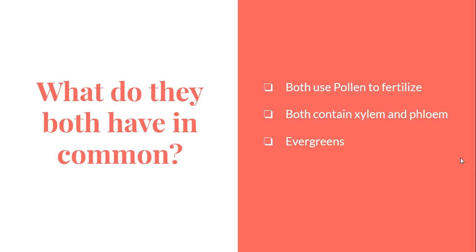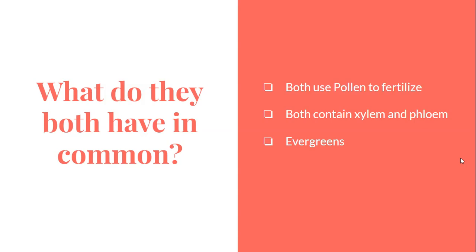Is that it has the ability to transport, it has special tissue that has the ability to transport food and water throughout the plant. That's what that xylem and phloem is. And we're going to get more into this in the coming lessons, but xylem is the tissue that transports water. Phloem is the tissue that transports food. And then last but not least, they are both able to be evergreens. Now, gymnosperm is more common, but angiosperms can and will be evergreens as well.